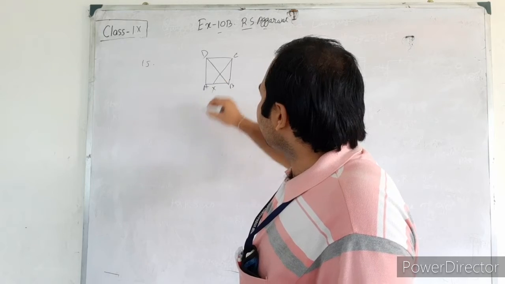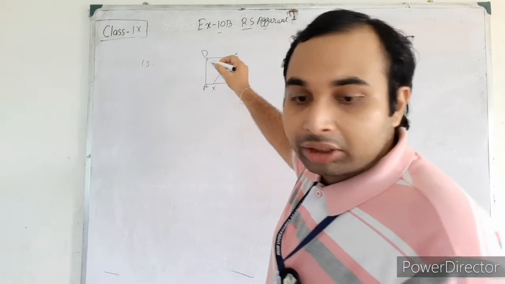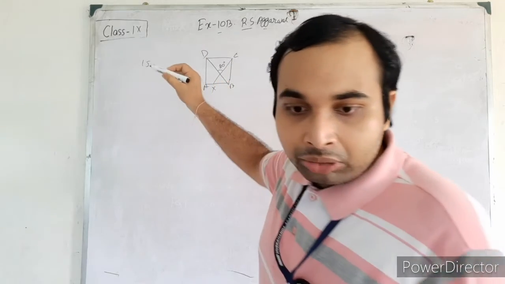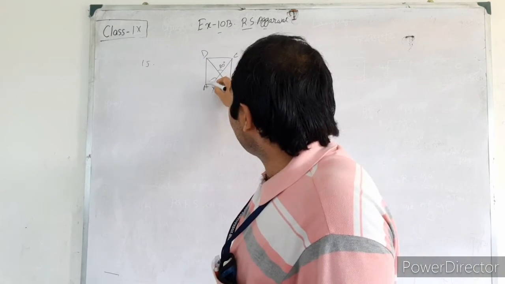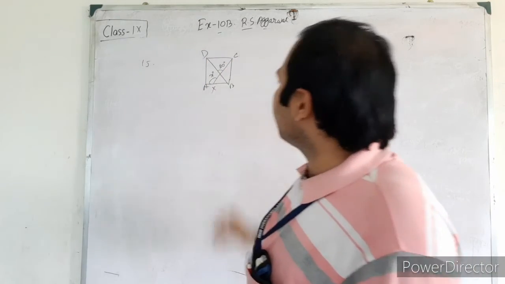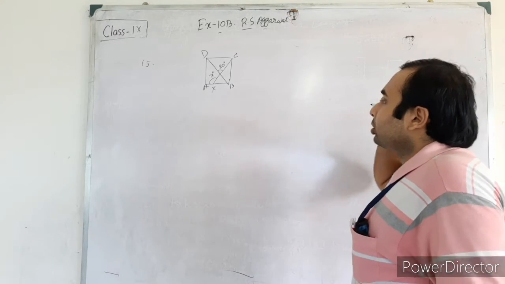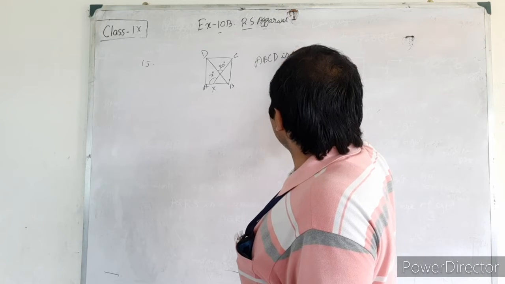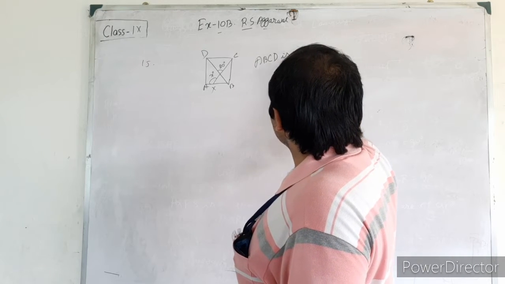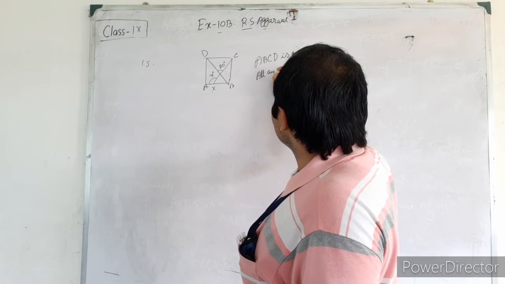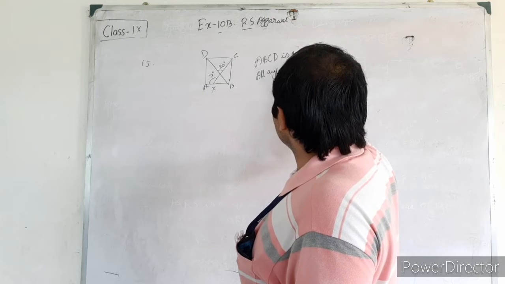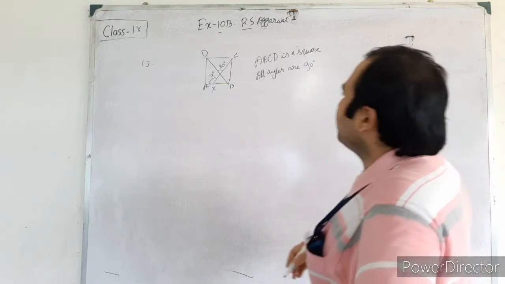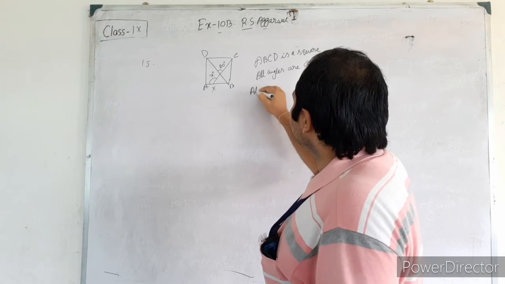So for CX, one angle is given, this is 80 degree, and you have to find the angle here, X degree. Okay, so ABCD is a square, so all angles are 90 degree.